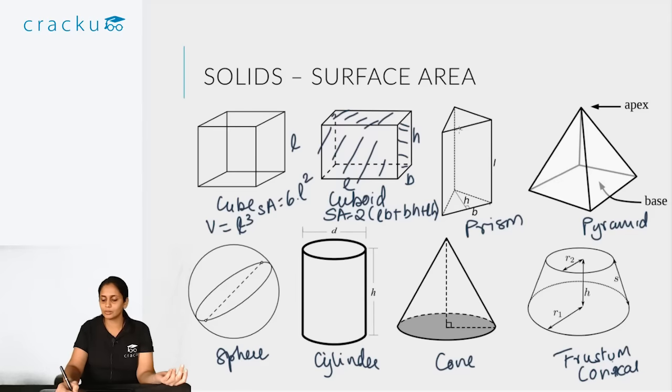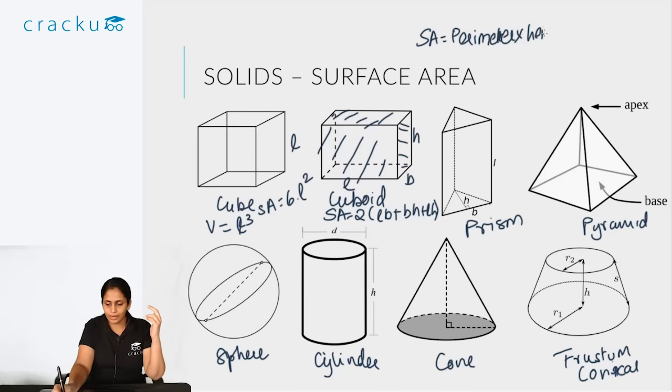These are rectangles. So the surface area of the standing part will be basically the perimeter of this triangle times the height of the prism. And the total surface area will be 2 times the base area plus that. So if I add that, I get the total surface area of the prism.